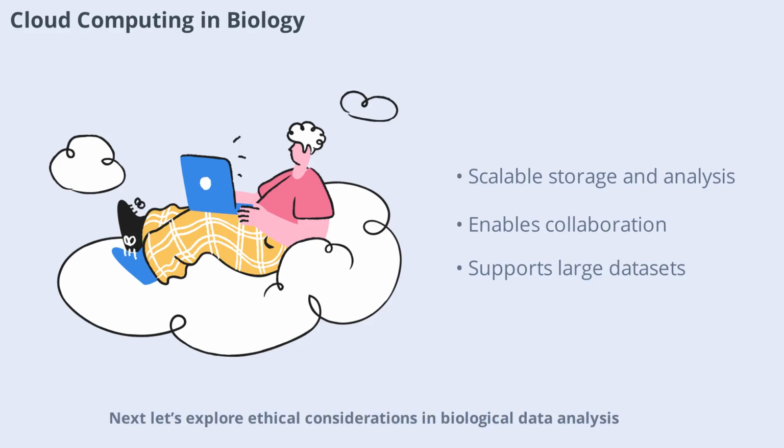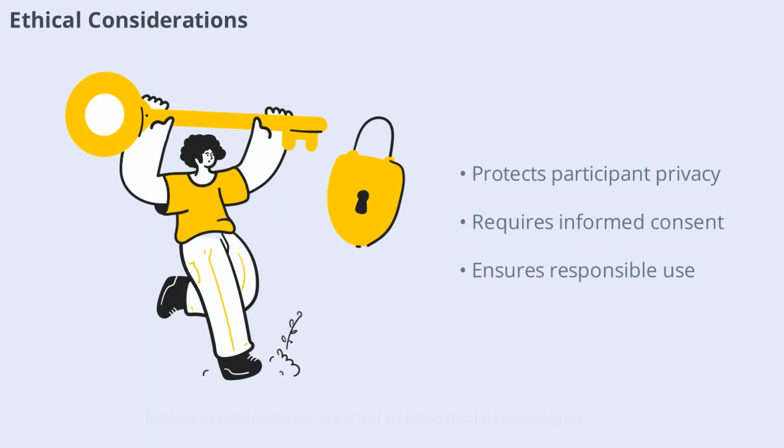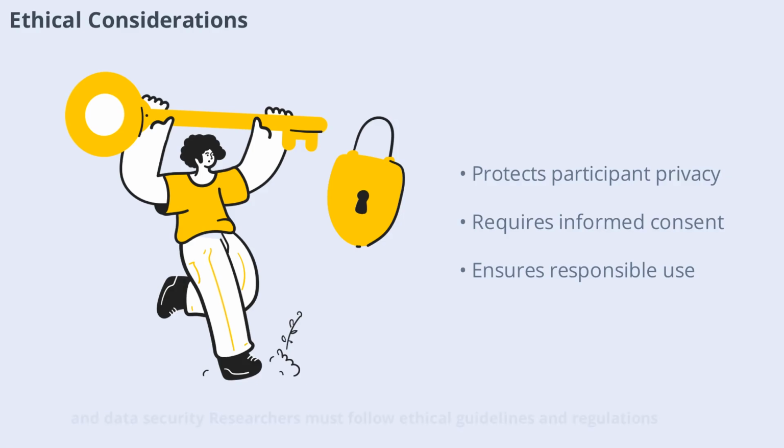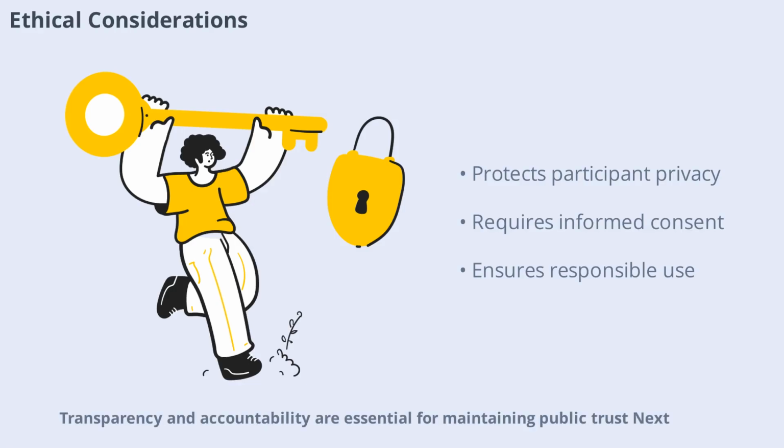Next, let's explore ethical considerations in biological data analysis. Ethical considerations are vital in biological data analysis, especially when dealing with human data. Issues include privacy, informed consent, and data security. Researchers must follow ethical guidelines and regulations to protect participants and ensure responsible data use. Transparency and accountability are essential for maintaining public trust.